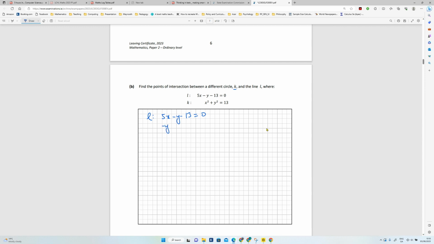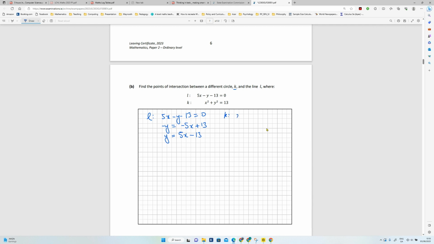So that's going to be minus y is equal to minus 5x plus 13. Now I'm going to multiply across by minus 1 to change the sign of the y here. So that's y equals 5x, and that's going to be minus 13. Sorry, that's minus 13. I'll rub that out. Right, so now what I'd like to do is substitute that y in here to see if I can get x.